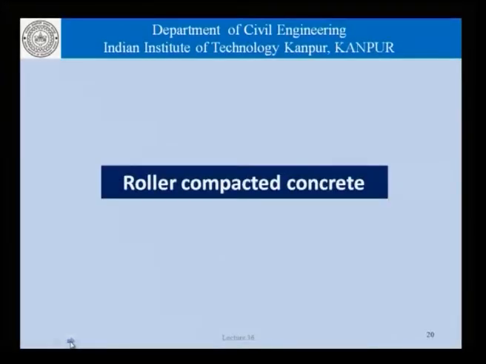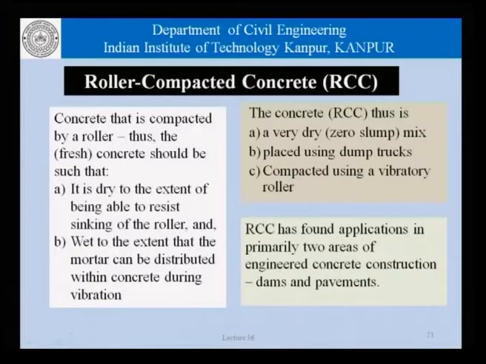Now, coming out of self-compacting concrete and moving towards roller compacted concrete, we had talked that roller compacted concrete is compacted using vibratory rollers, and in that case the concrete should be dry to the extent that it is able to resist the sinking of the roller, and wet to the extent that the mortar can be distributed within the concrete during vibration. As a result, we wanted very dry, that is zero slump kind of concrete placed using dump trucks and so on, and found applications in two areas largely. One was dams, gravity dams particularly, and the other was pavements.